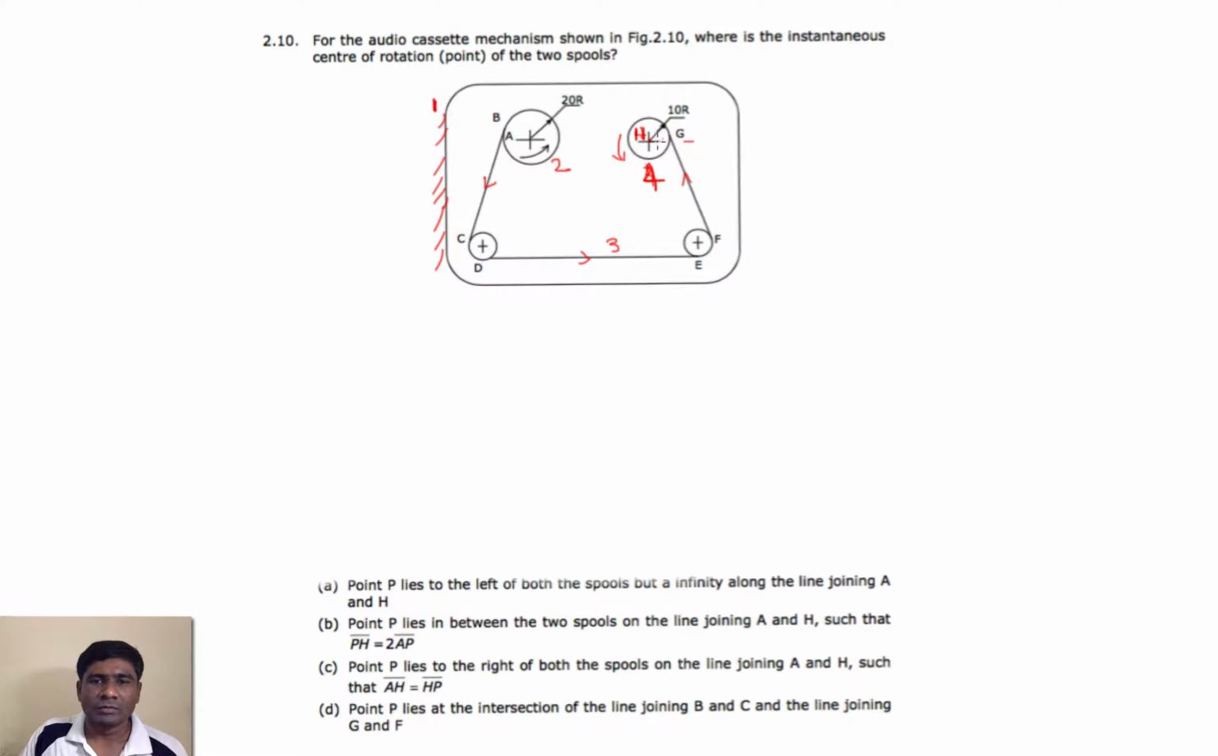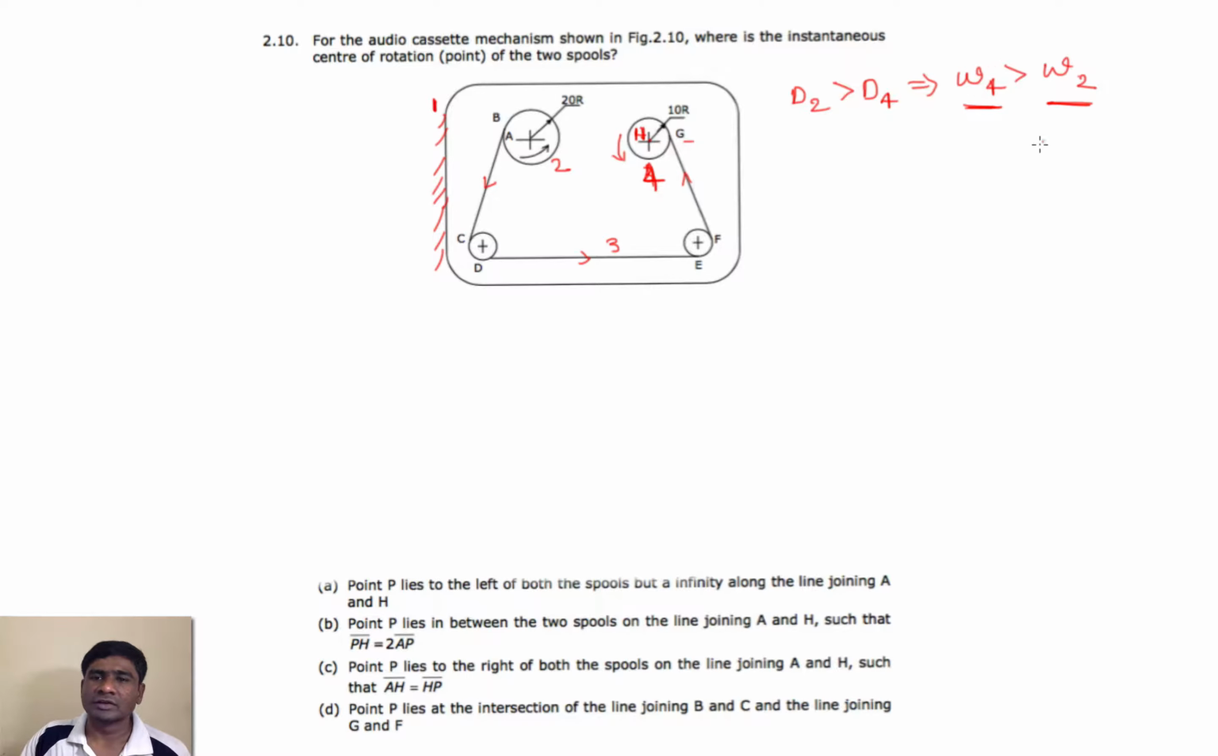But here the diameters of the spools are not equal. The diameter of spool B, linked to 2, is greater, so can I say D2 is greater than D4? That means the angular velocity of spool 4, or spool G, omega 4 should be greater than the angular velocity omega 2, because it has to do more rotation to cover the same distance on the tape compared to the bigger spool 2.